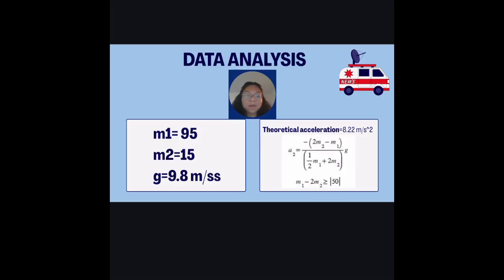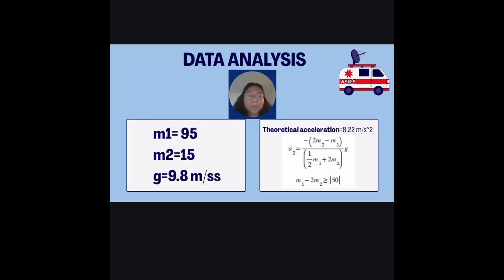So step 2 of our experiment was again to find the theoretical acceleration, but this time we changed it to 2 pulleys rather than just 1 pulley. So we had to change our masses, and our new masses are M1 is 95 and M2 is 15, and our gravity stays the same at 9.8 meters per second squared.